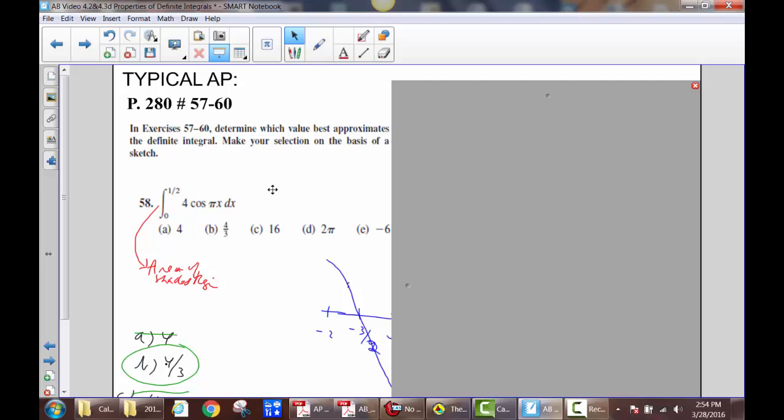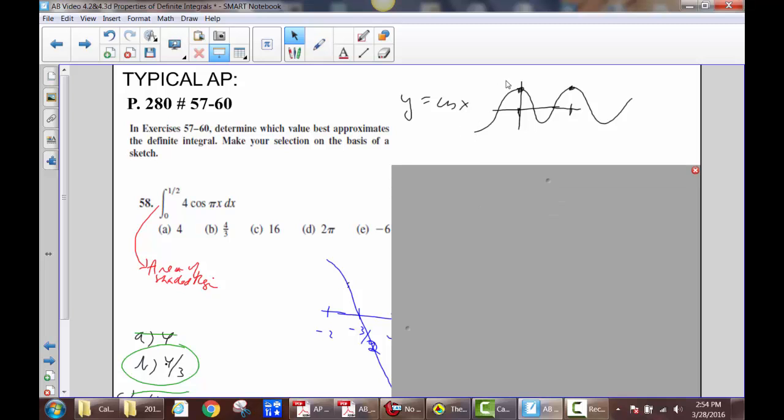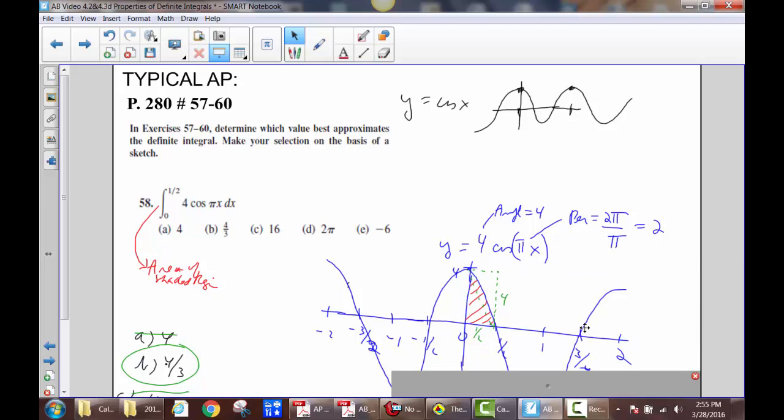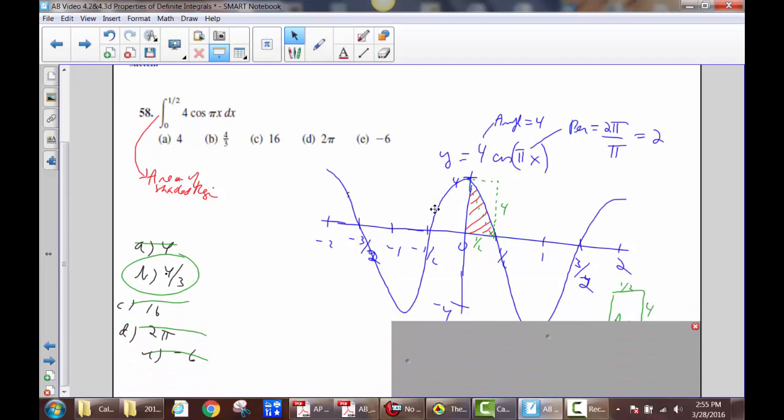In the real deal, they won't give you the function. They'll just give you a picture of the function, okay? Now, what they mean by a sketch, well, of course, here's y equals cosine x. You know that. You should remember from Algebra 2 and Pre-Calc that the 4 represents the amplitude of the function, so it's going to go up to 4 and down to negative 4. The period is 2 pi, the normal period for cosine, divided by this multiplier on the angle, which means the period is 2. So it turns out that this function has a period of 2.